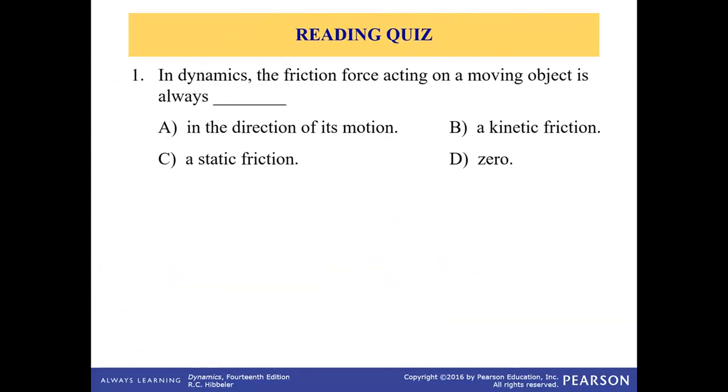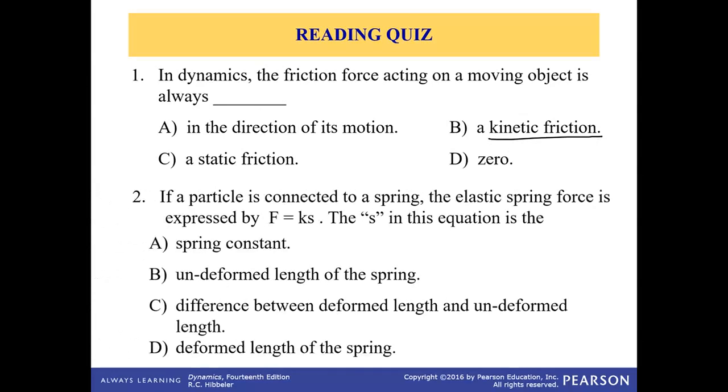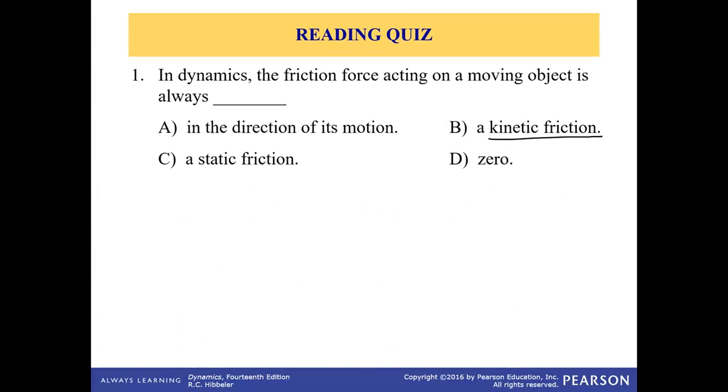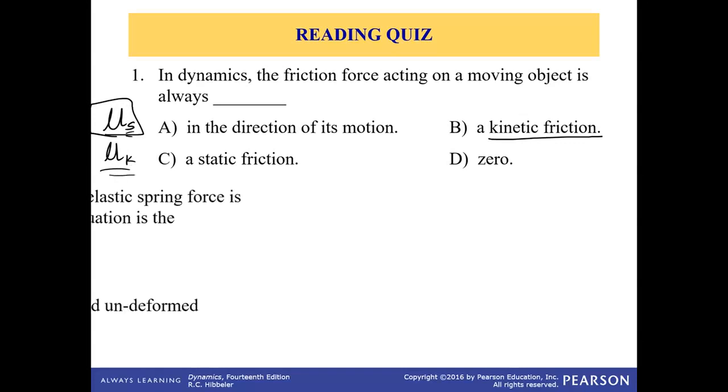In dynamics, the friction force acting on a moving object is always kinetic friction. So there are two types of friction, static friction and kinetic friction. For static friction, we use mu s, s stands for static, and mu k is used for dynamic friction. Static friction is when the object is not in motion, or the maximum friction that's possible between the object and the surface that it's resting on to prevent that motion. And then mu k is dynamic friction or kinetic friction when the object is in motion.